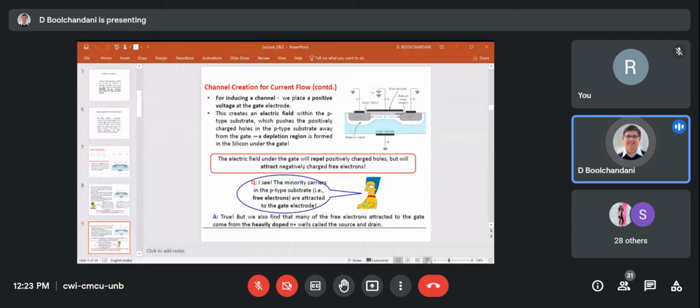So how do you induce a channel? For inducing a channel, we place a positive voltage at the gate electrode. This positive voltage at the gate electrode creates an electric field within the P-type substrate, which pushes the positively charged holes into the P-type substrate away from the gate region. A depletion region is formed in the silicon under the gate.